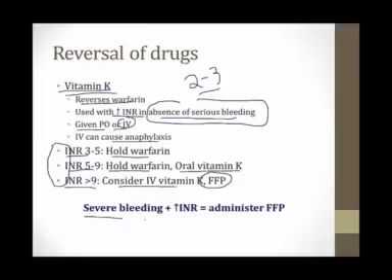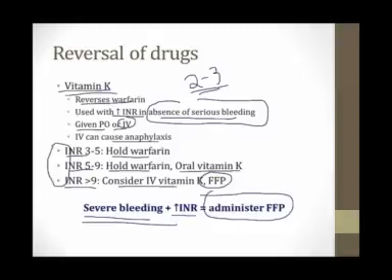If the patient has a severe bleeding and any increase in the INR, sometimes even a normal INR like 2 to 3, that's when you administer FFP to quickly reverse the effects of warfarin so that the severe bleeding does not get worse. And that concludes our module on anticoagulants.